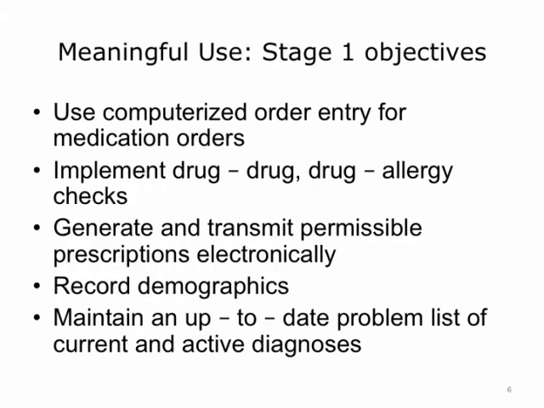As an example, in the first stage of meaningful use, the objectives are listed here and on subsequent slides. Eligible providers and hospitals had to meet all these objectives to qualify for incentive payments under the Meaningful Use Program. Some objectives are: use computerized order entry for medication orders, implement drug and allergy checking in the systems, generate and transmit prescriptions electronically, record demographics electronically, and maintain a problem list.